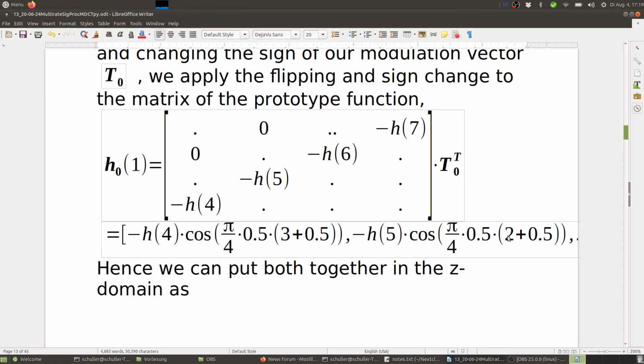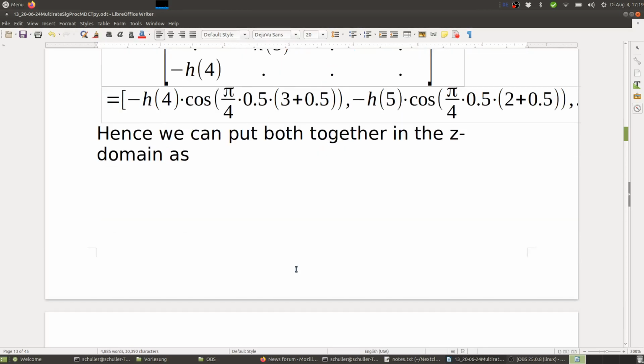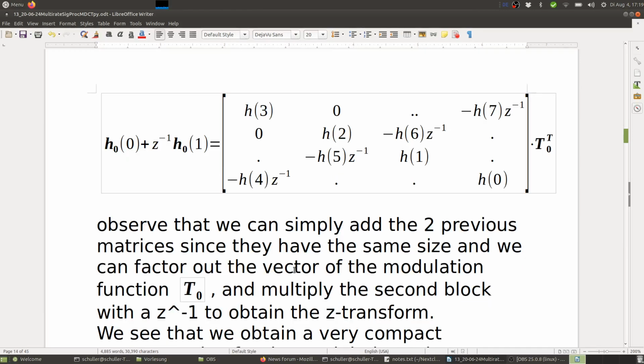Here we have n equals 2. So the second lowest goes up in this T matrix, and this basically results in the flipped version of our cosine modulation function. So hence we can put both together in the Z domain as following.